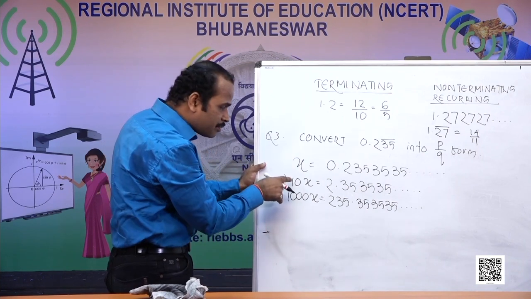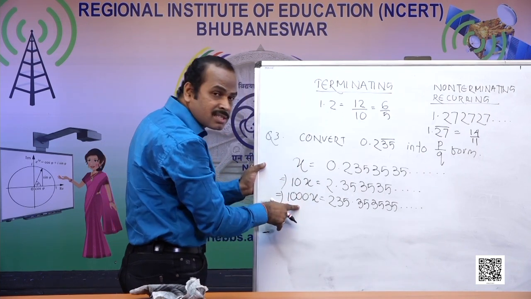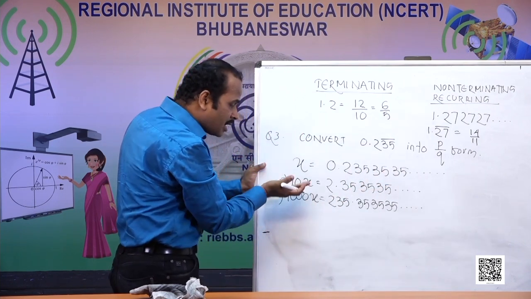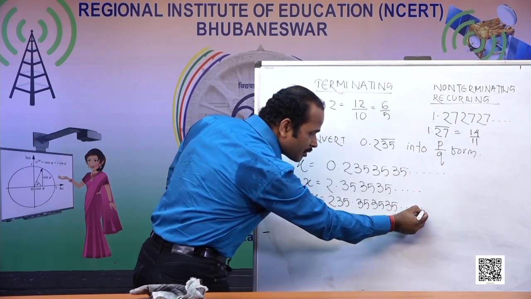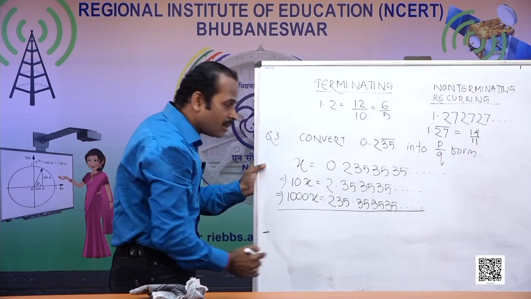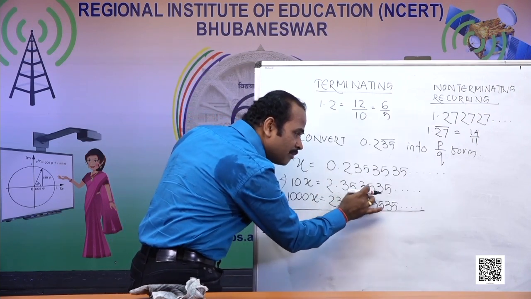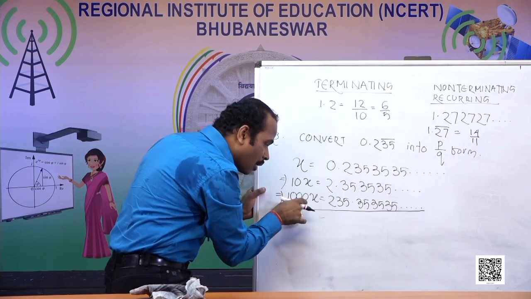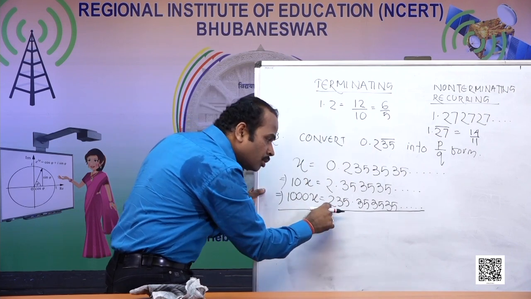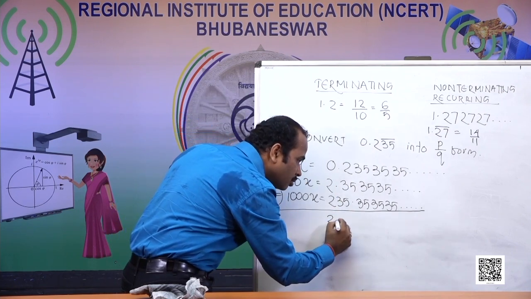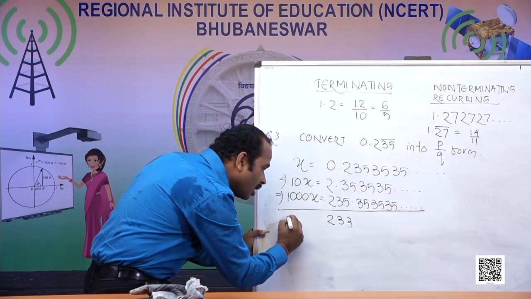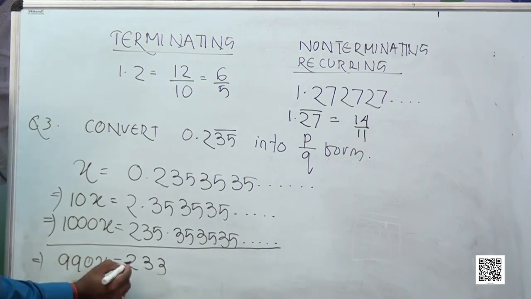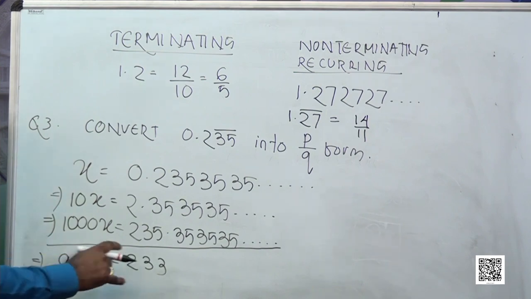Then I will observe between this 10x and this 1000x, in these 2 numbers, the after decimal portions are the same. So if I subtract 10x from 1000x, the after decimal portions will cancel. If we subtract this 0.353535, they will be cancelled. So the remaining is only the difference of the integral numbers. That is 1000x minus 10x. So 235 minus 2 becomes 233, and this will be 990x. Now I will find 990x equal to 233.